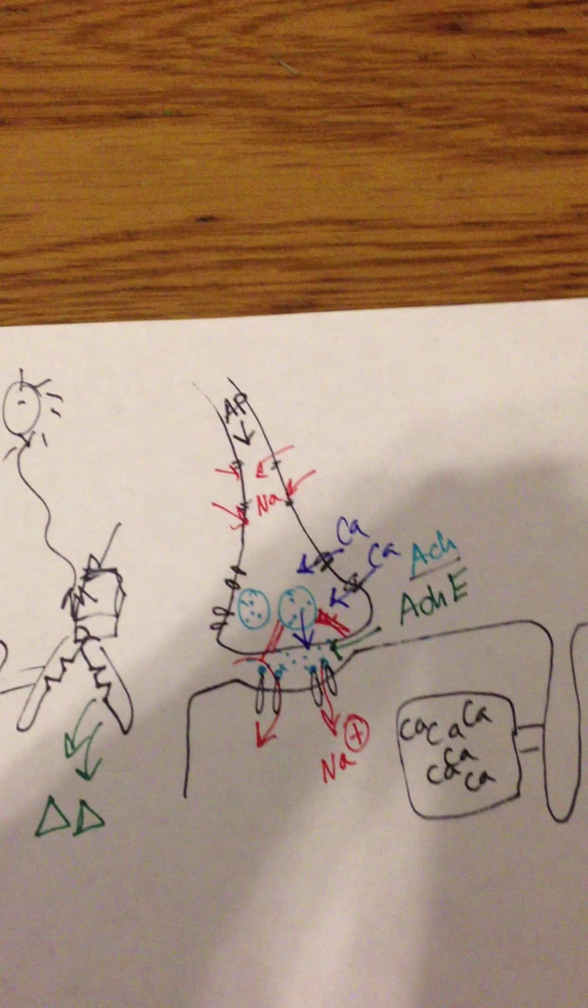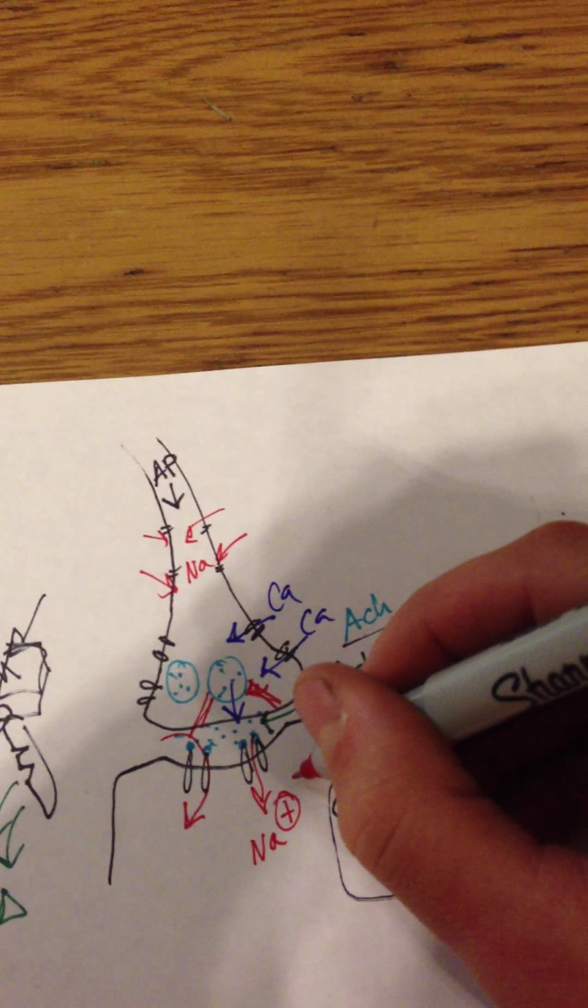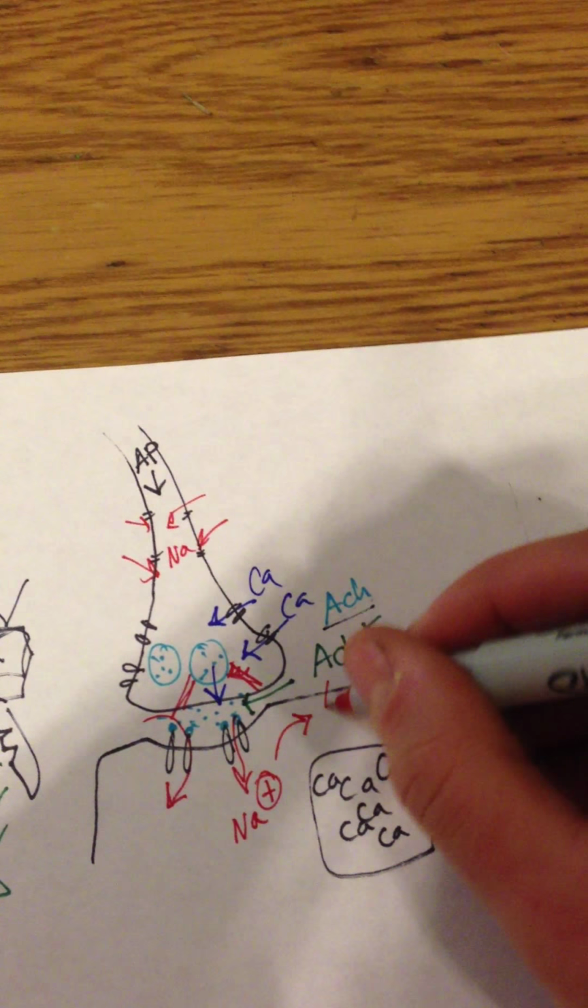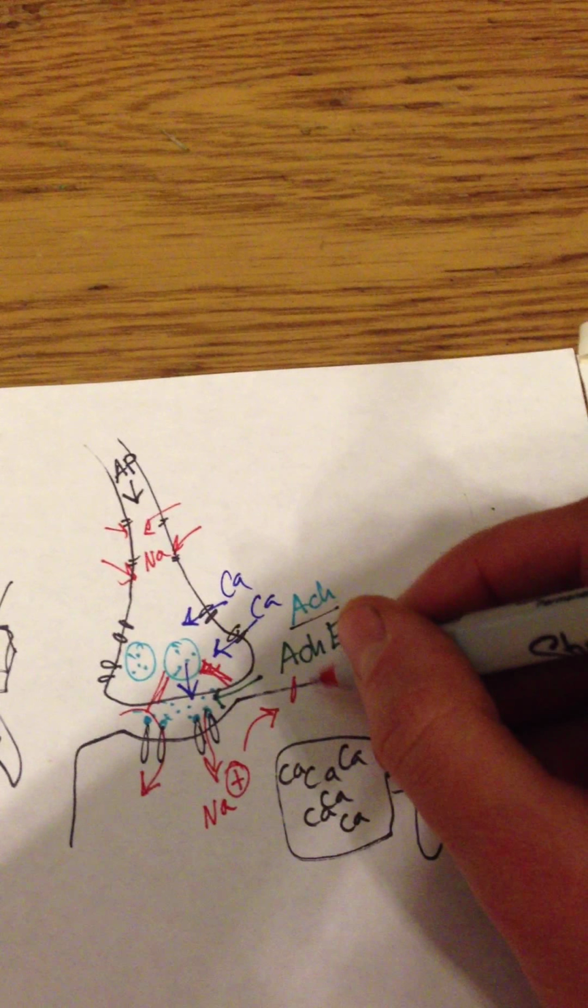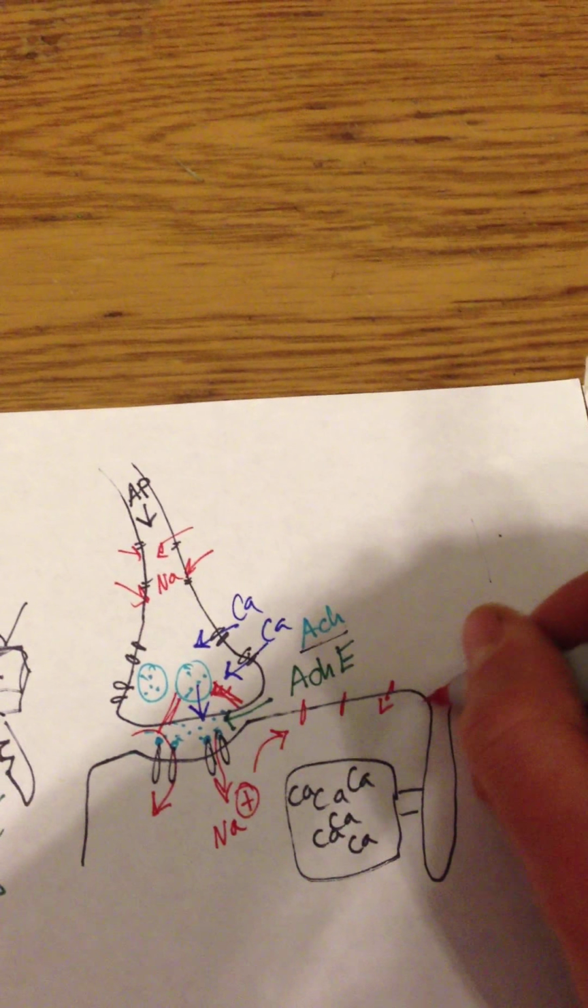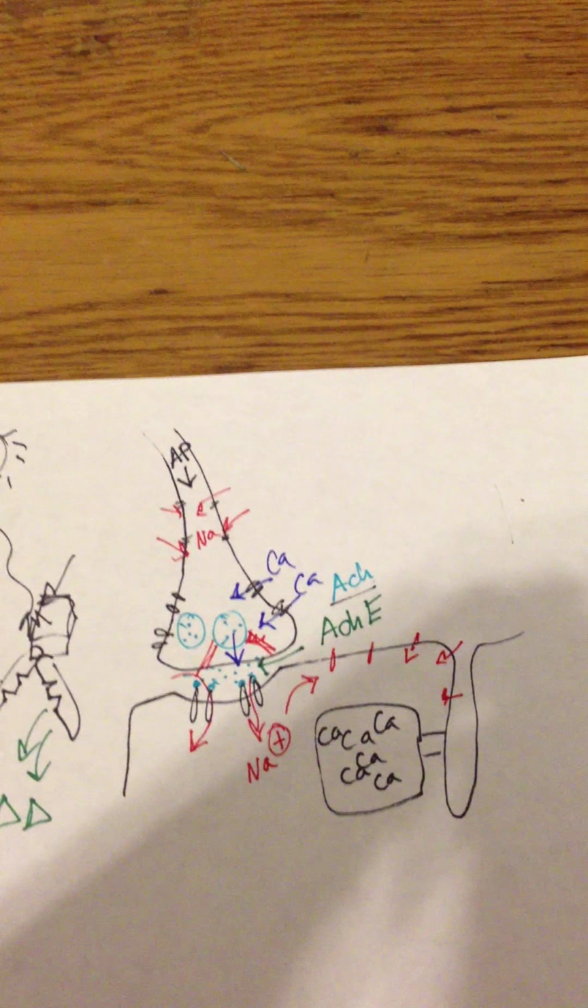So in the meantime, your sodium has another domino effect, a shockwave effect. So more sodium comes in, all the way in, until you get to the T-tubule of the muscle.